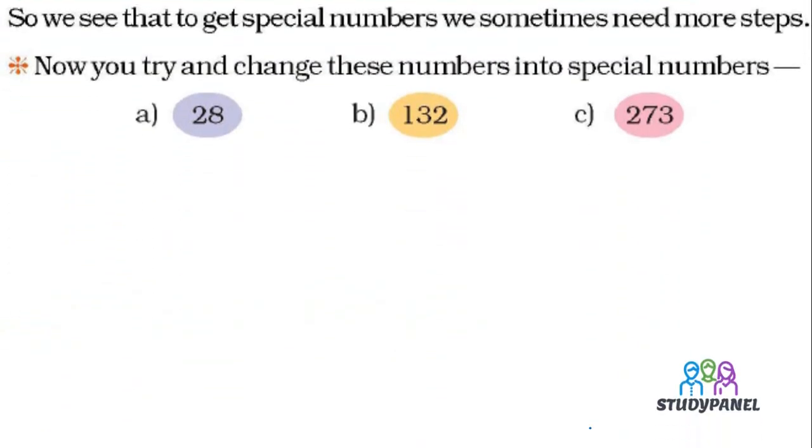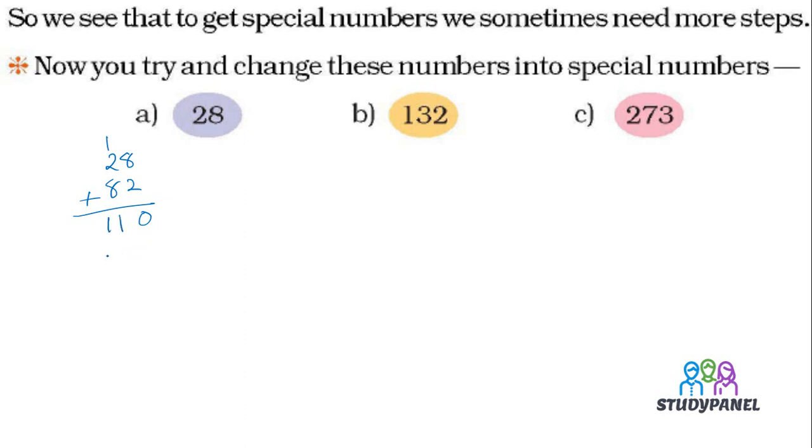Now some more examples are given for you, so we have to solve them on our own. So we'll solve it. See, first of all we need to write a number. We have written it and we'll turn it from back to front. This is 82. Now we'll add this, so it will become 1. 8 plus 2 is 10, 1 is carry. This is 11. So is this a special number? No, this is not a special number.